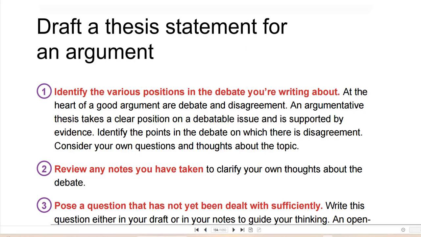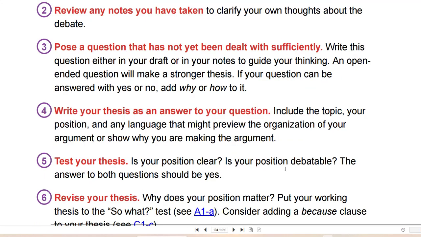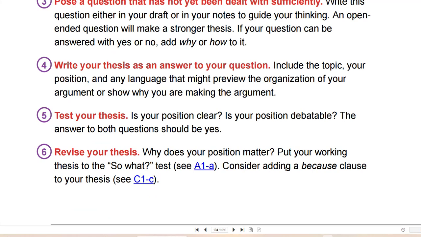Draft a thesis statement for an argument. Identify the various positions in the debate you're writing about. At the heart of a good argument are debate and disagreement. An argumentative thesis takes a clear position on a debatable issue and is supported by evidence. Identify the points in the debate on which there is disagreement. Review any notes you have taken. Pose a question that has not been dealt with sufficiently. Write your thesis as an answer to your research question.